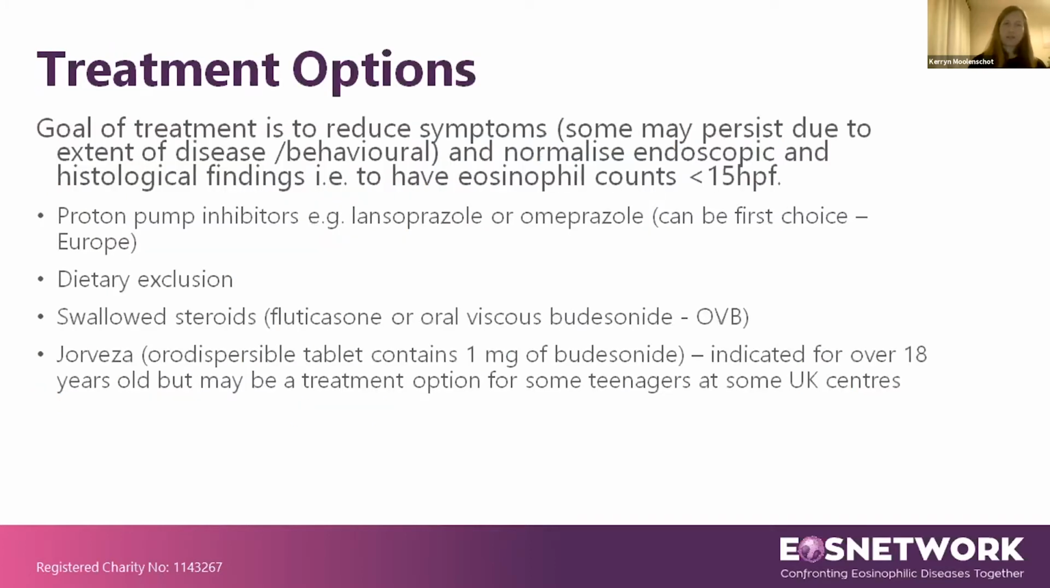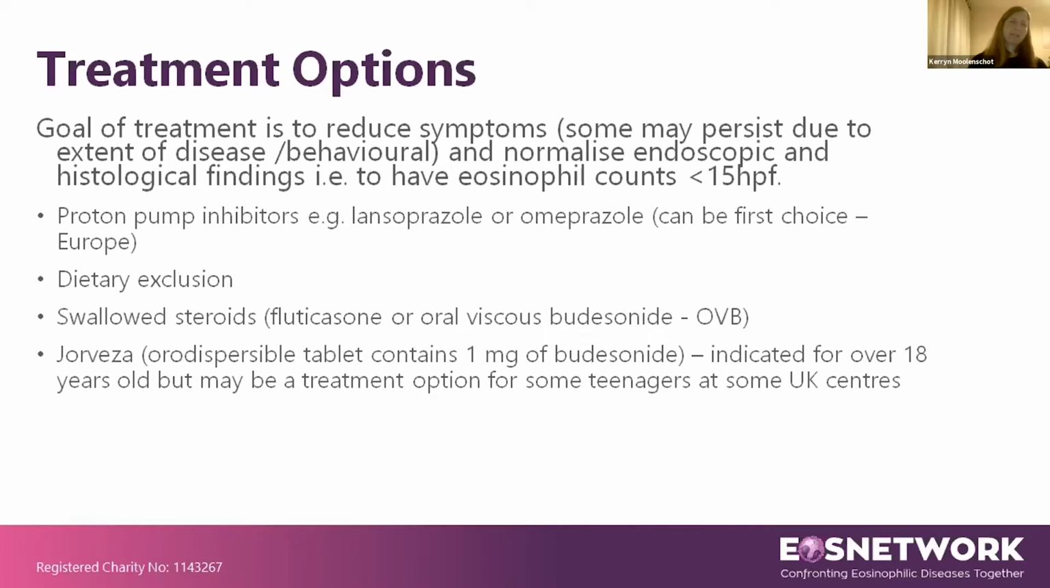So treatment options. So the goal of treatment is to reduce symptoms and also normalize what you find on the endoscopy, and also have reduced eosinophil counts. And with some patients, symptoms may persist even though you have normalized endoscopy findings. And that could be because of a very extensive disease, or children can develop behaviors from having to cope with the disease for such a long time. They may just have hangover from that and have symptoms that carry on, even though their disease is in remission.